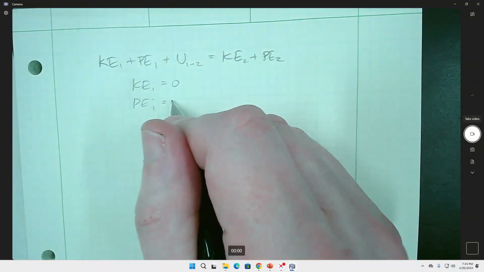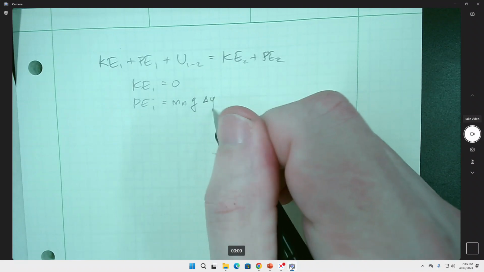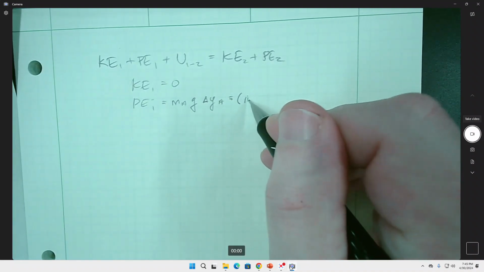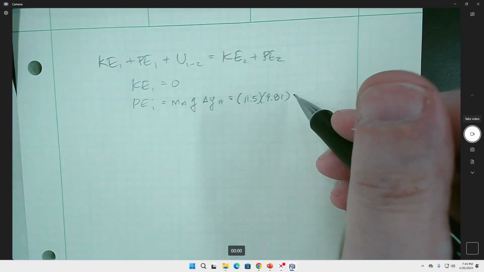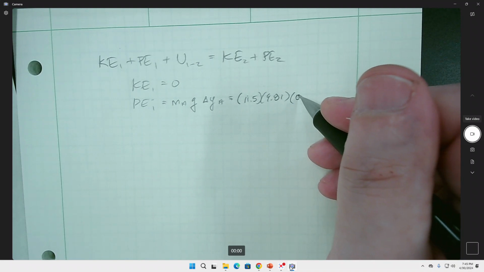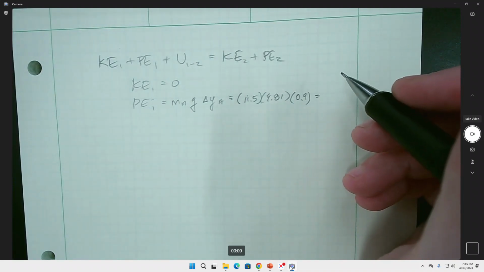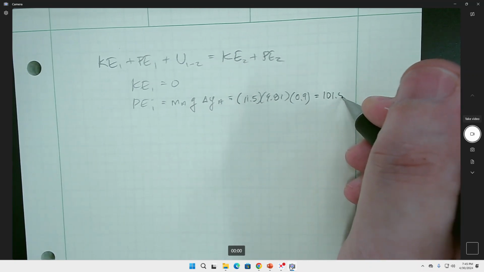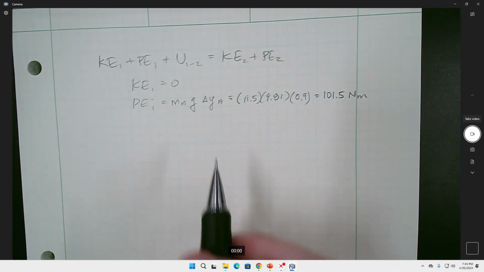So here it's going to be m g delta y_A. So you're going to have 11.5 times 9.81 times 0.9 meters. And from what I have here, I have 101.5 newton meters is the potential energy.